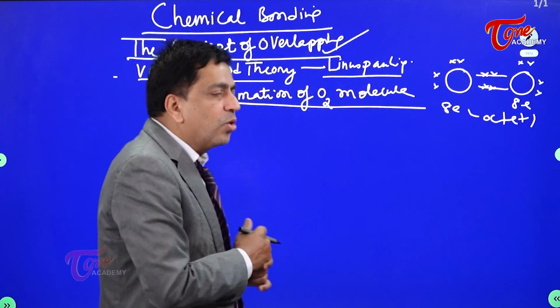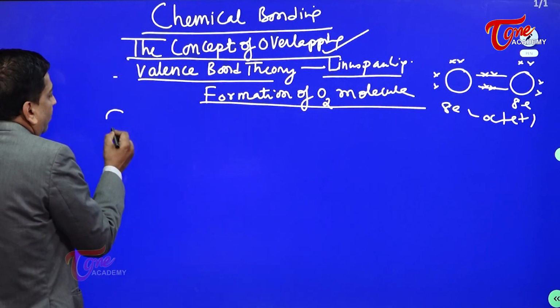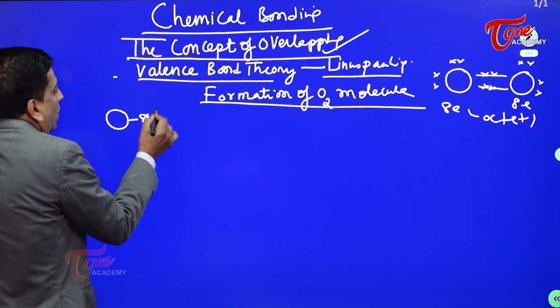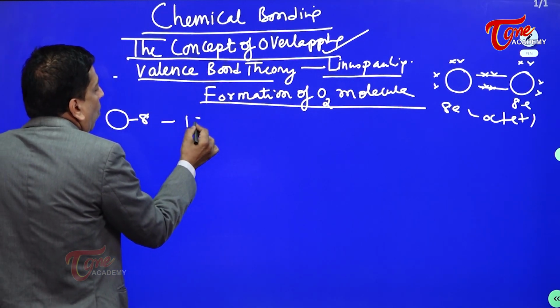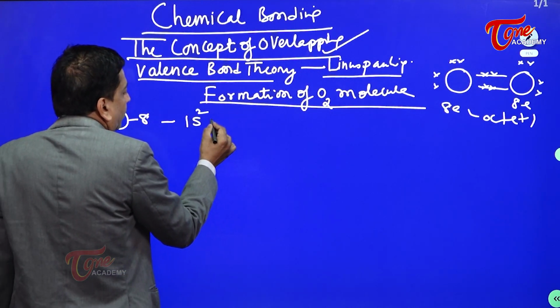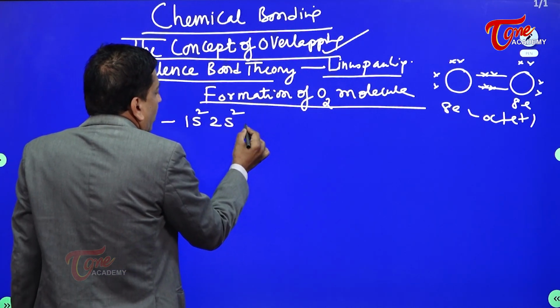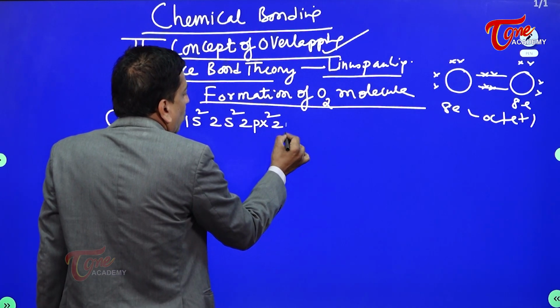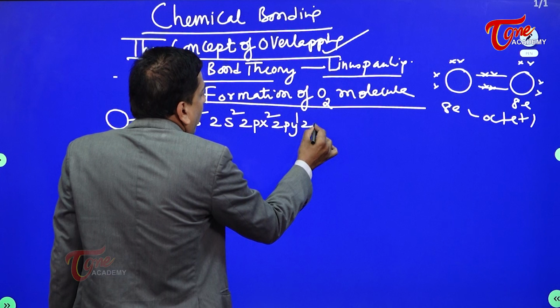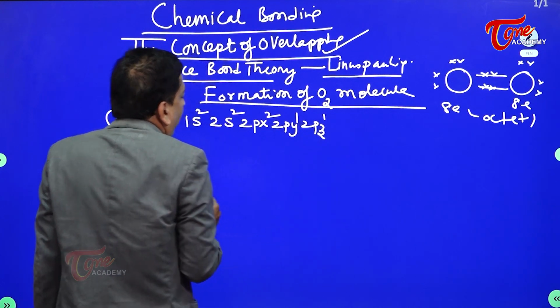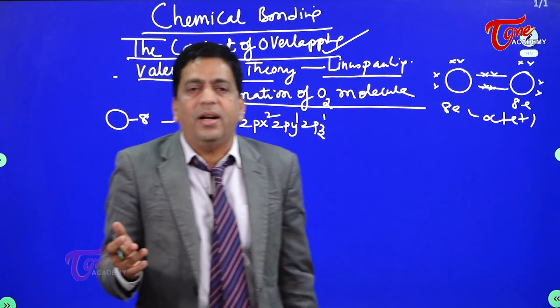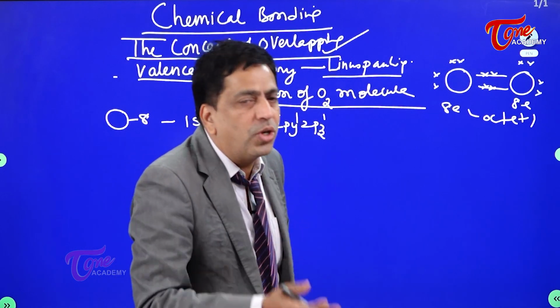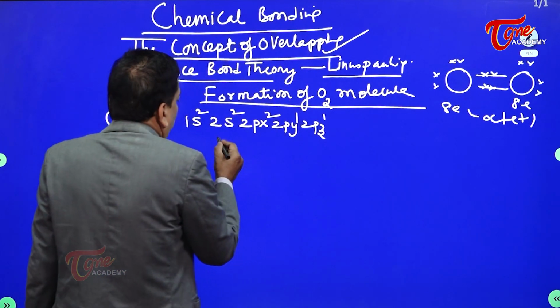So if I write the oxygen configuration, look here. Oxygen is 8: 1s2, 2s2, 2px2, 2py1, 2pz1. And as a chemist, I have the habit of underlining the outermost shell. And I'm underlining the outermost shell.